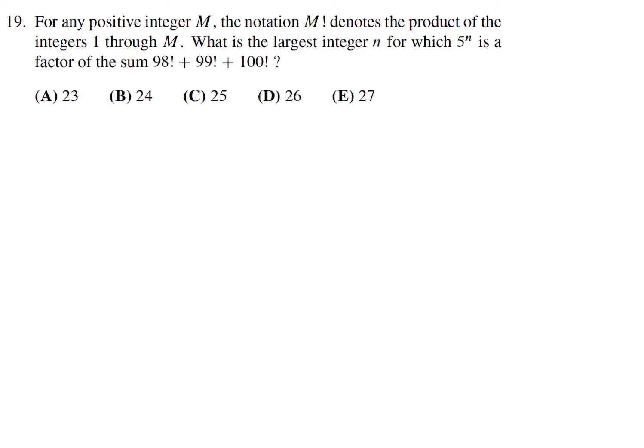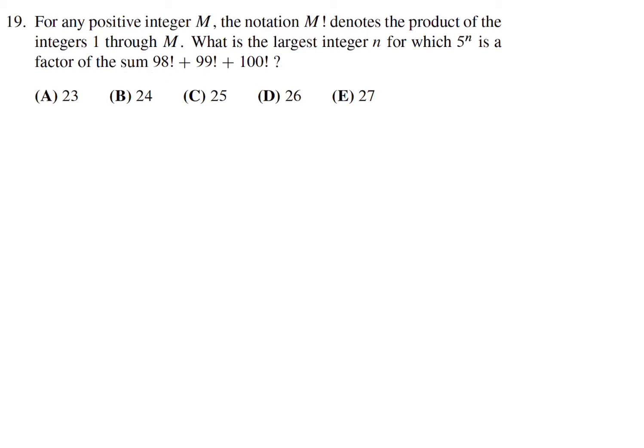For any positive integer m, the notation m factorial denotes the product of the integers 1 through m. What is the largest integer n for which 5 to the power of n is a factor of the sum 98 factorial plus 99 factorial plus 100 factorial?